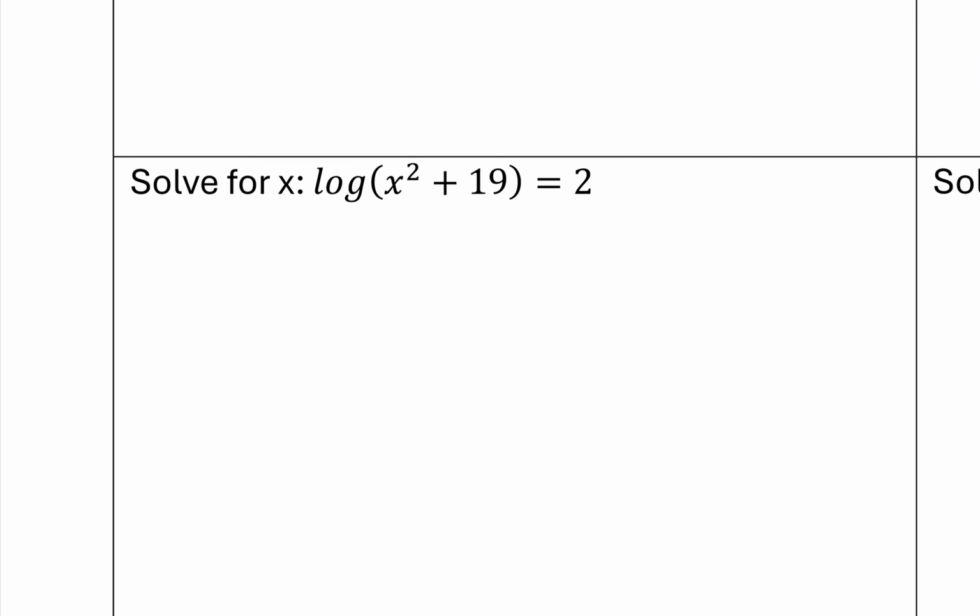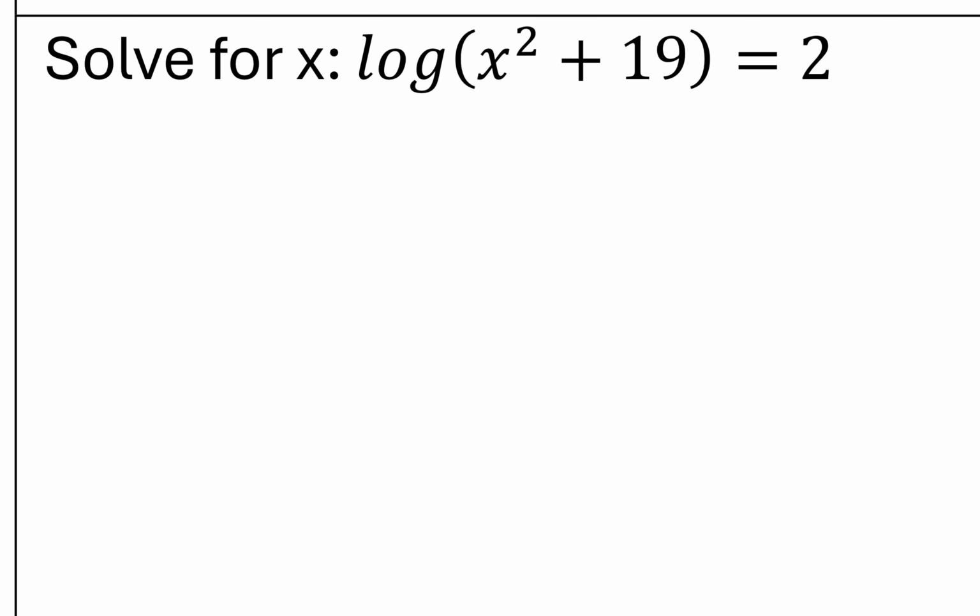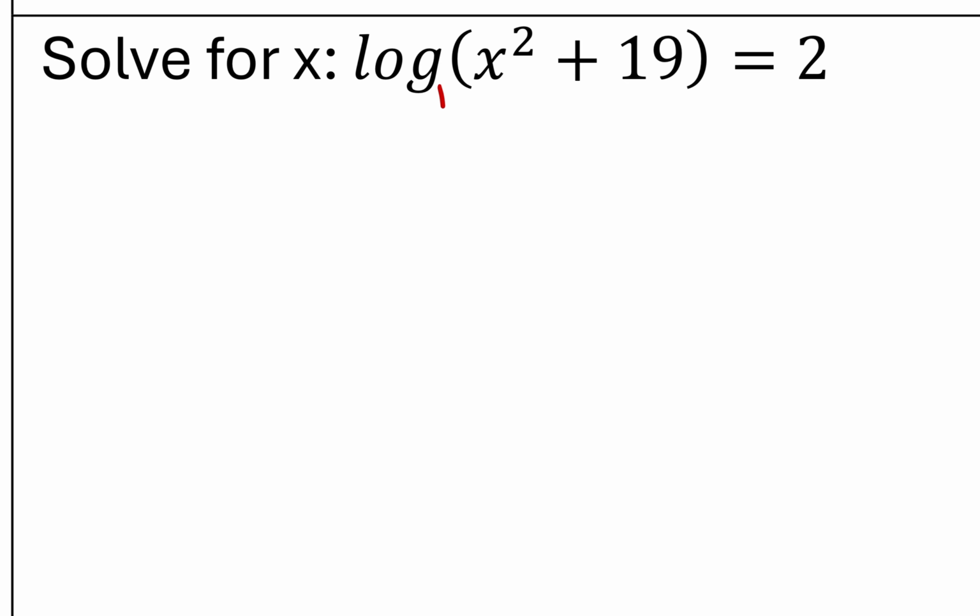Moving on to the next question, we have to solve for the following log. Keep in mind that if there's no base written down, it is always known to be a base of 10. Or, better yet, it is known as a common logarithm. From here, I will go ahead and convert this to the exponential form. Keep in mind that I can only do this if the log expression is all by itself. So I now have 10 to the power of 2 is equal to x squared plus 19.